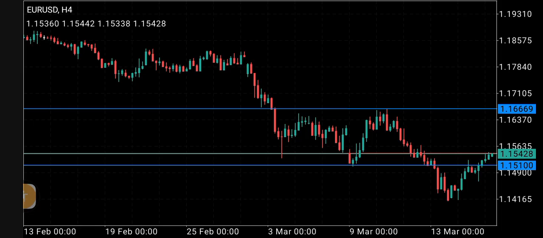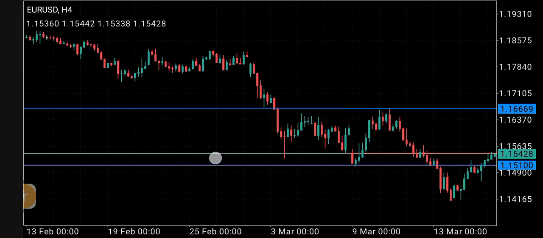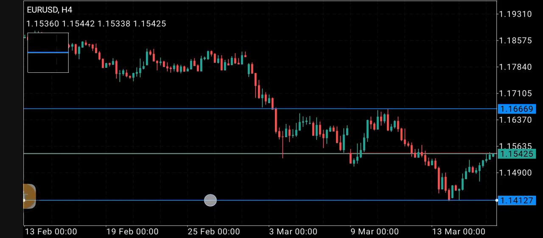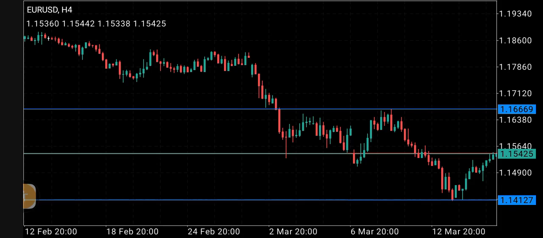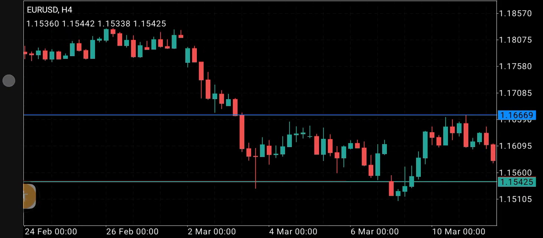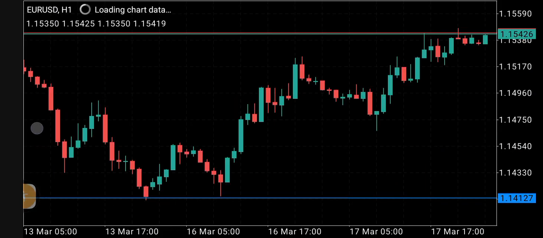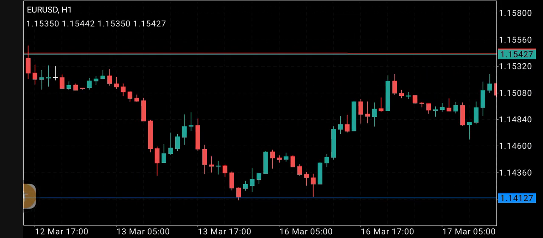So this time around, it also made a lower high. Look at it here. When it made this lower high, something interesting happened. There was a kind of equal low, which can be spotted using H1. Look at it here. Okay.